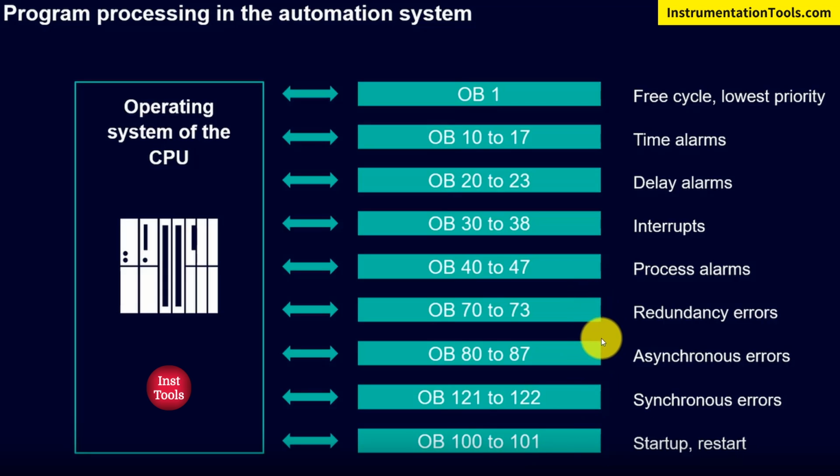There are different error OB callings also: redundancy, asynchronous, and synchronous errors. If you want those configured, we write a CFC logic using FPs and call it in these OB cycles. We have processing alarms of OB 40 to 47 and interrupts of OB 30 to 38. Generally, our CFC logic will be imported into OB 35, or OB 31 depending on the FBs. So you can move these FBs to the required OB calling cycles. We have time and delay alarms at OB 10 to 17 and OB 20 to 23 respectively. So an OB is nothing but a predefined sampling cycle. Whenever we call those FBs into corresponding OBs, they will be executed with the corresponding sampling times. How that happens, we'll see in the next slide.